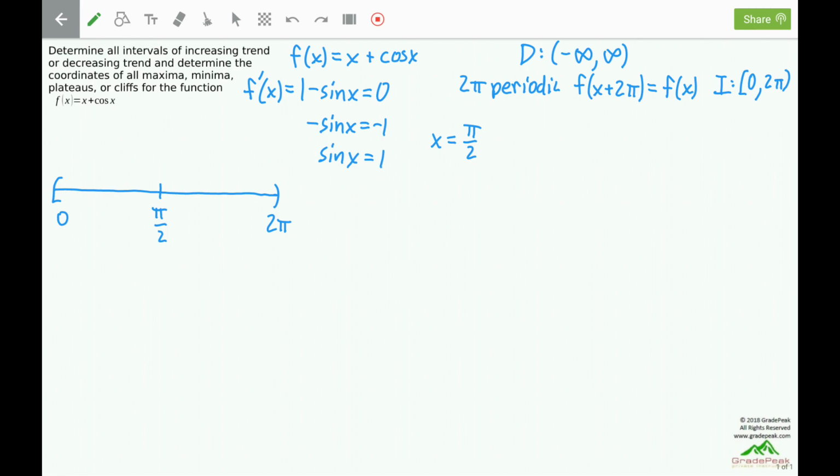We can pick a test value in each of the intervals. The first interval is 0 to pi over 2. That's the first quadrant on the unit circle. We can pick pi over 4 in there. The next interval is pi over 2 to 2 pi. That's the second, third, and fourth quadrants on the unit circle. We can pick pi in there. We can now test the trend by plugging the test value into the first derivative. We don't care about the value of the first derivative, just whether it is positive or negative.